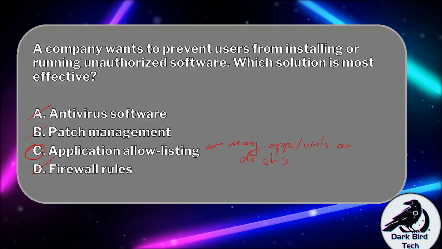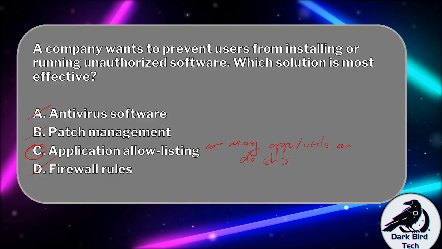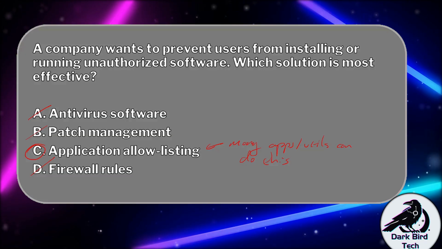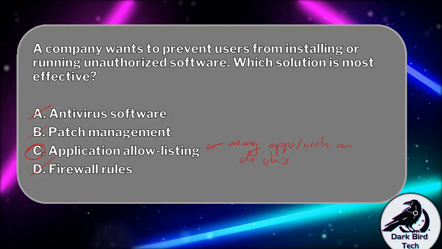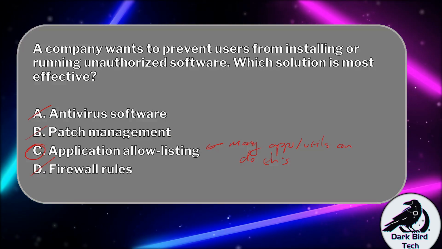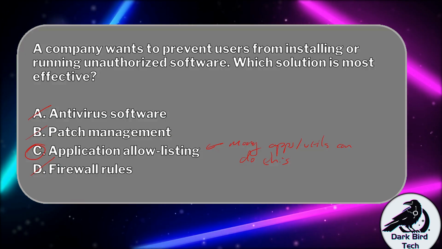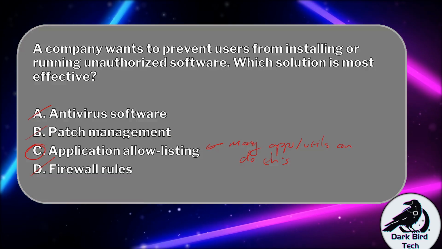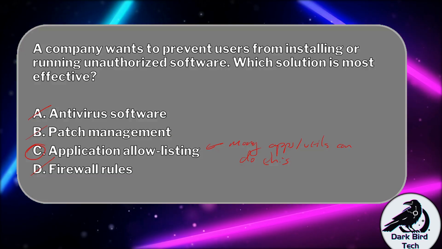So the firewall's not going to do much beyond stopping applications communicating across the network. But in terms of running it, the firewall's got no ability to absolutely definitively block an application from being launched. So our best option here is anything that allows application allow listing. Whether that be something like using AppLocker in Windows or ThreatLocker, not sponsored, or some such other similar tool.